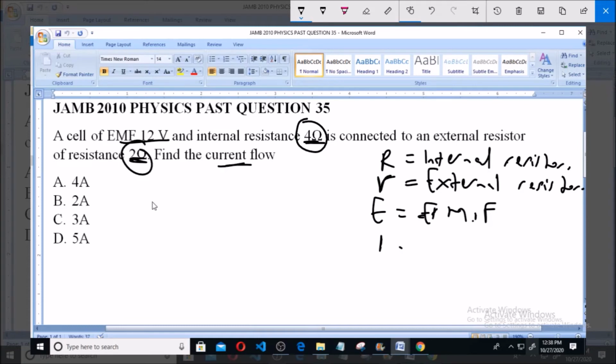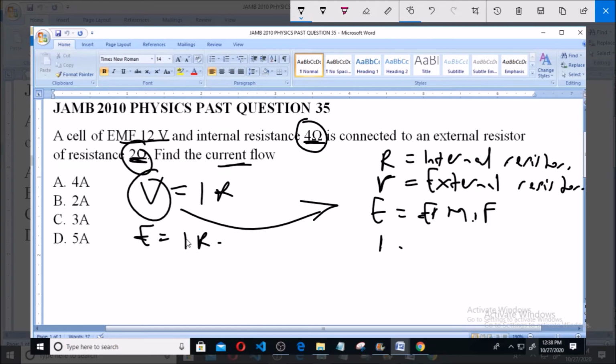Now using Ohm's law, V is equal to IR. In this case, our V is our EMF, which is E, so E is equal to IR. That means I is equal to E over R. Now notice that we are working with two resistors, the internal and external resistors, so our I will be equal to E over R plus the small r.